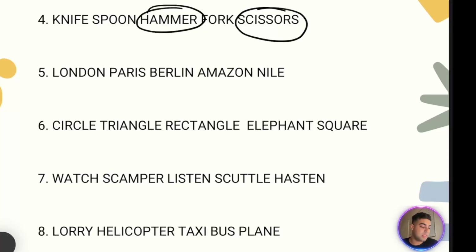Question 5. London, Paris, Berlin, Amazon, Nile. Well, if you're good with geography, then you know that London, Paris and Berlin are cities, whilst Amazon and Nile are rivers.